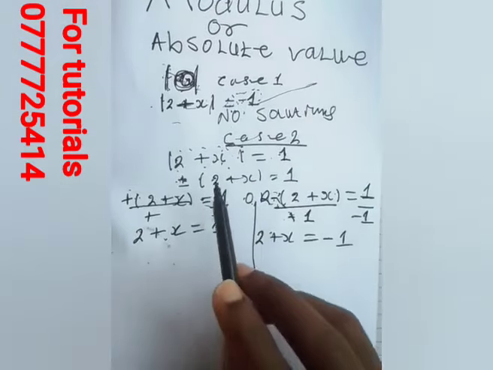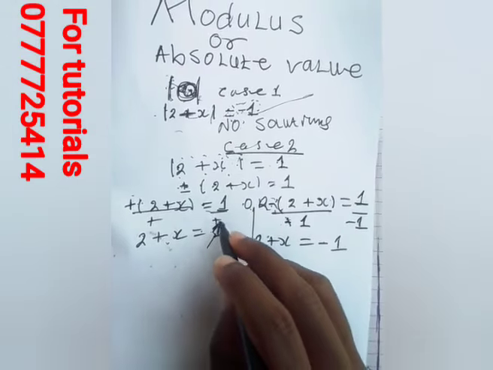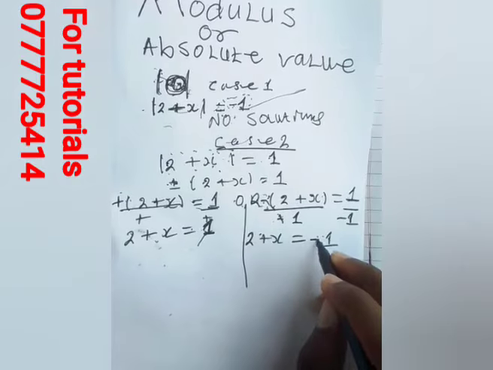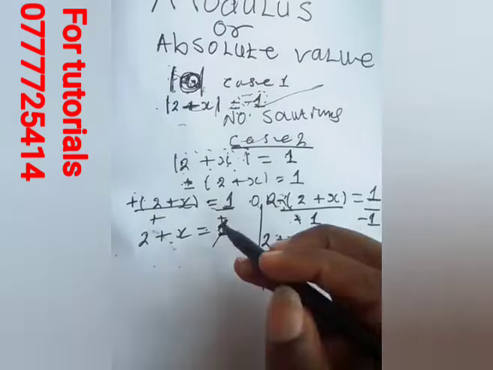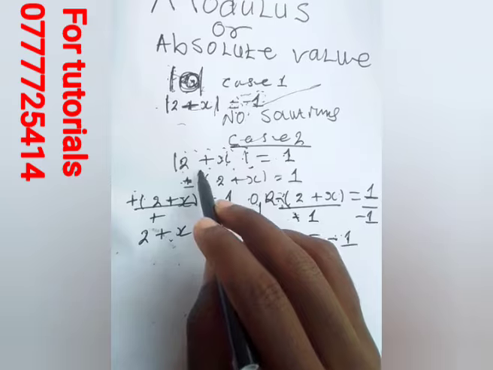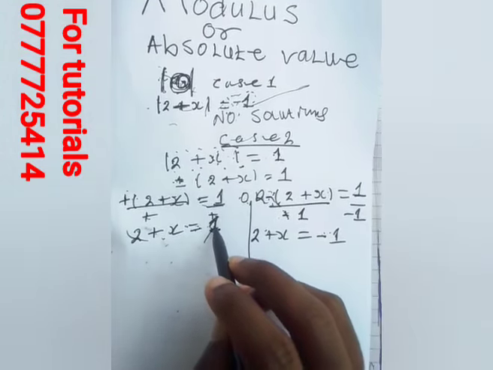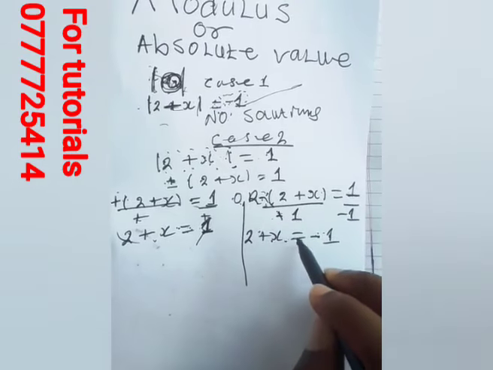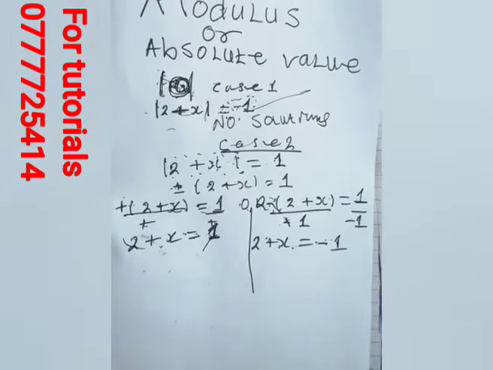So if you've seen, I've ended up with here having the one that is positive, and here the one that is negative. So the easiest way is that whenever you see a modulus like this, just get what is here, you write, for the first one, equate to positive 1. For the second one, equate to negative 1, or the negative of whatever is here.